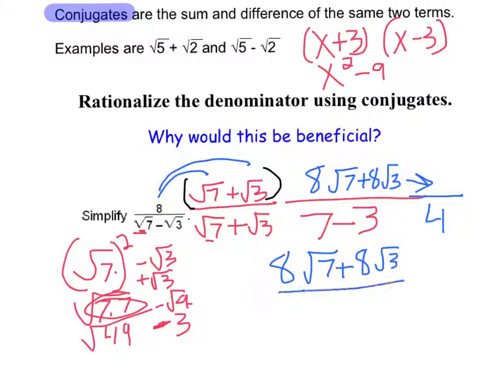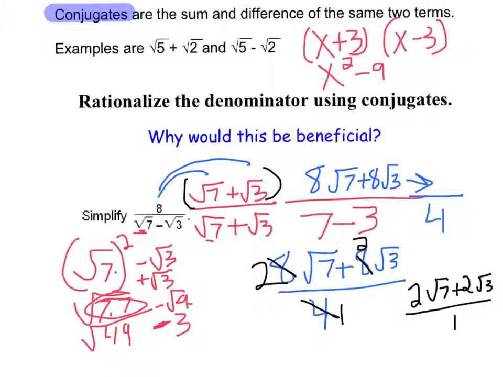But if I look closely, this 4 can divide into both of those 8s. So really, what I need to do is, 4 goes into 8 twice. 4 goes into 8 twice. Goes into itself once. So my final answer is going to be 2 square root 7 plus 2 square root 3 over 1, which we don't need to write. But that's my final answer.